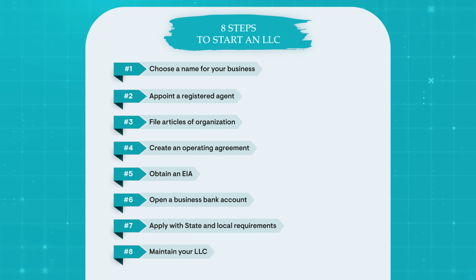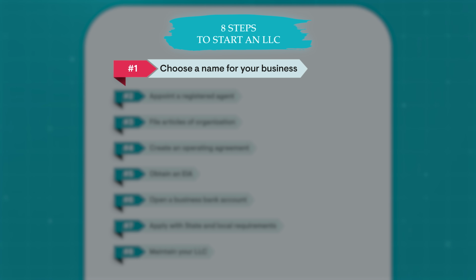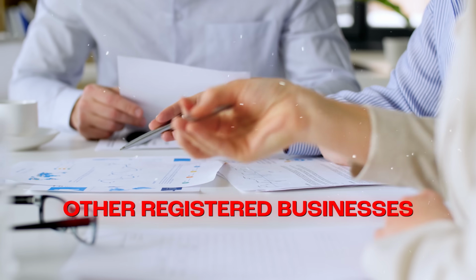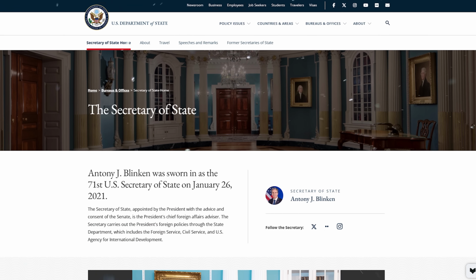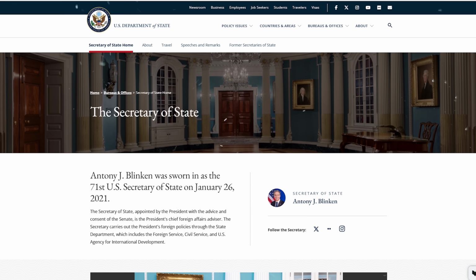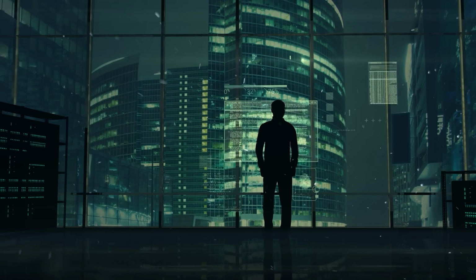Okay, now let's dive right into the steps. The first step in starting an LLC is simply choosing a name for your business. Your LLC name must be unique and distinguishable from other registered business names in Texas. If you want to check your name availability, you can do that through the Texas Secretary of State's website. Additionally, it's a good idea to check whether or not a domain name is available if you do plan to create a website for your business.